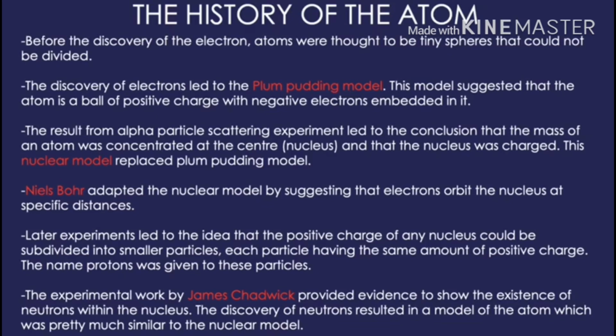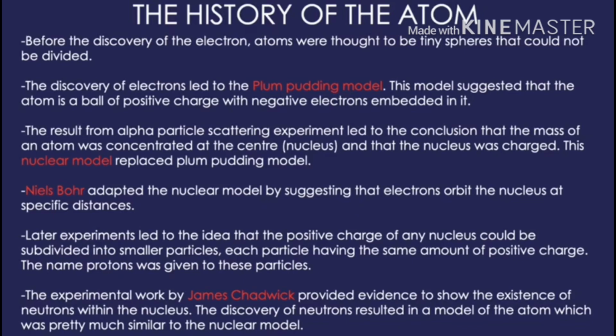The result from the alpha particle scattering experiment led to the conclusion that the mass of an atom was concentrated at the centre, which is the nucleus, and that the nucleus was charged. This nuclear model then replaced the plum pudding model. Niels Bohr adapted the nuclear model by suggesting that electrons orbit the nucleus at specific distances.